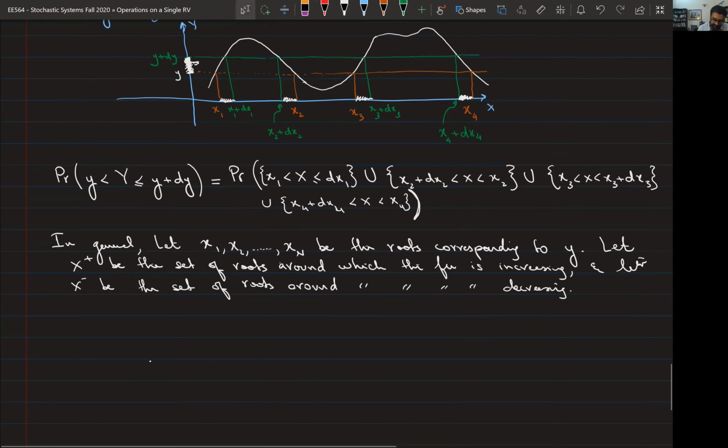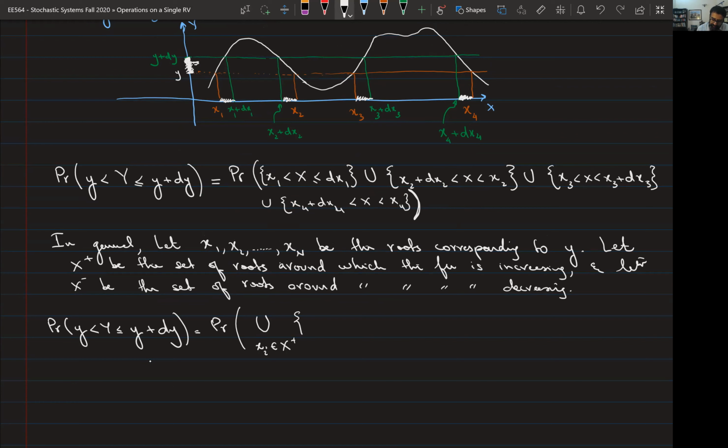Okay, so the generalization I can make is that the probability that small y is less than capital Y is less than or equal to small y plus dy. This is equal to the probability of the union over xi belonging to x plus. For all of those cases in which the function is increasing, I have the root appearing first, and the plus dx part appearing second.